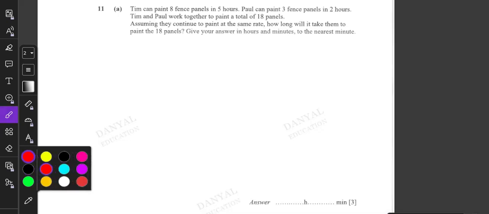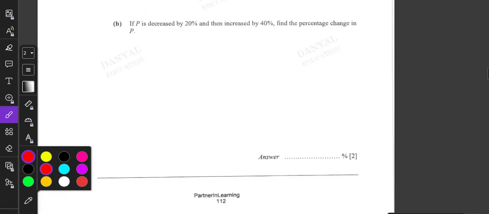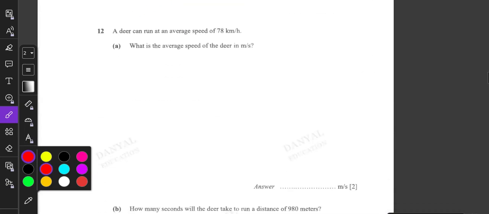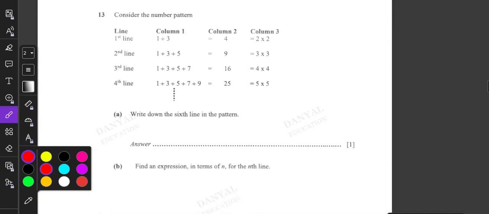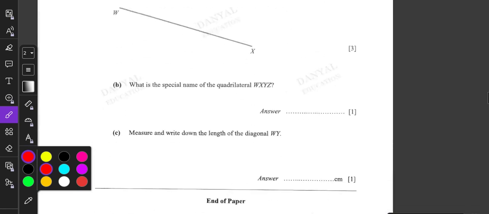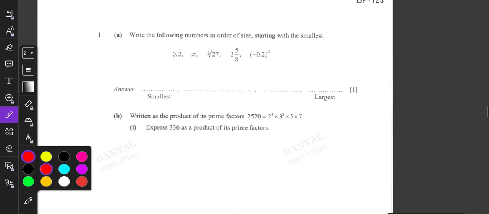Okay, this will be a try yourself question. Same thing for here. Question 12, we'll skip it. We'll go all the way until paper 2, which is this one.